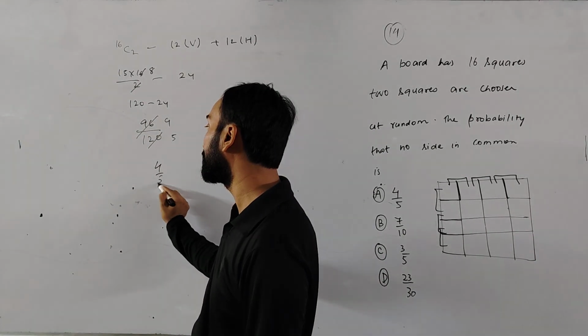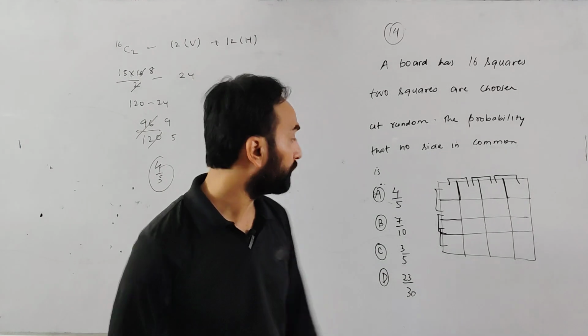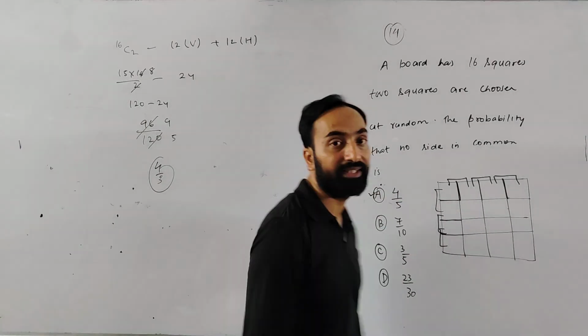So the final answer will come as what? 4 by 5. 4 by 5 is, I think, option number A. Option number A is the correct answer.